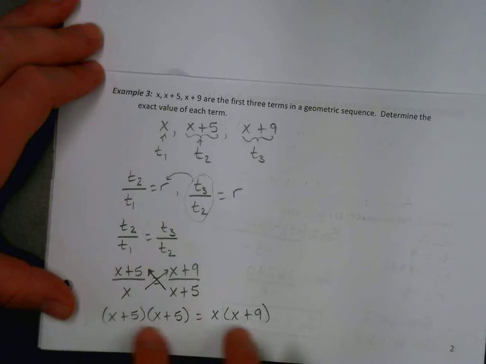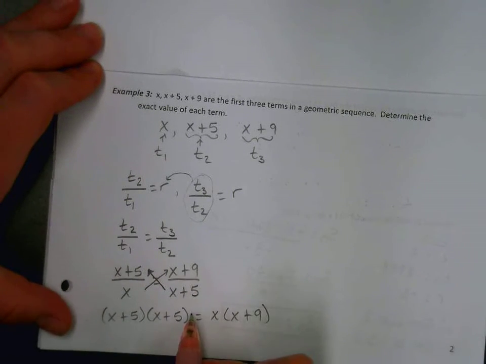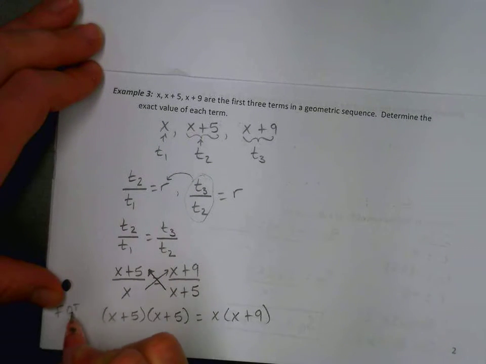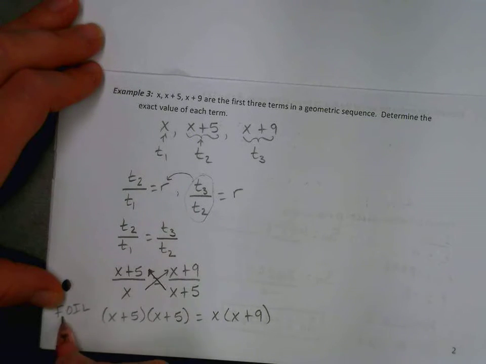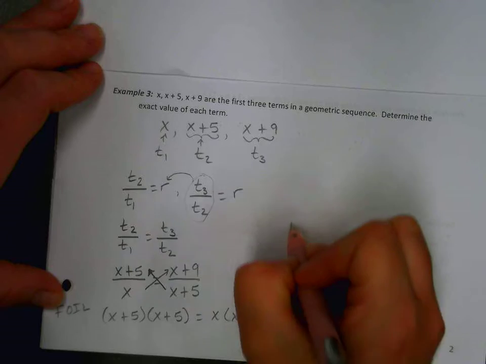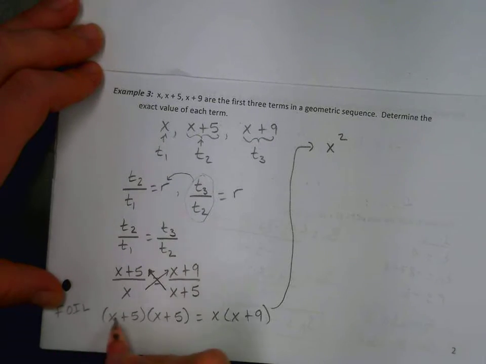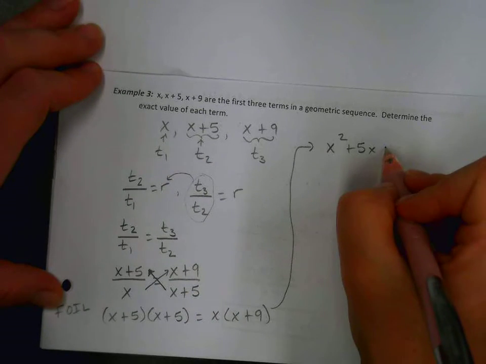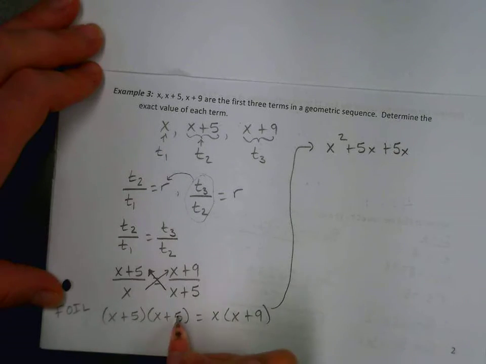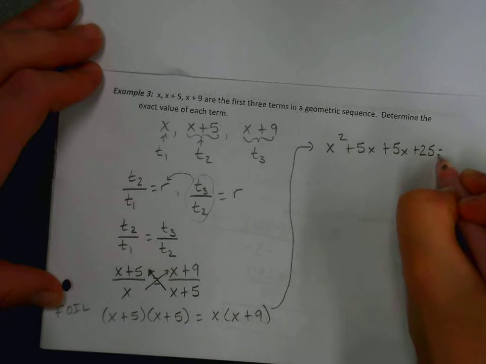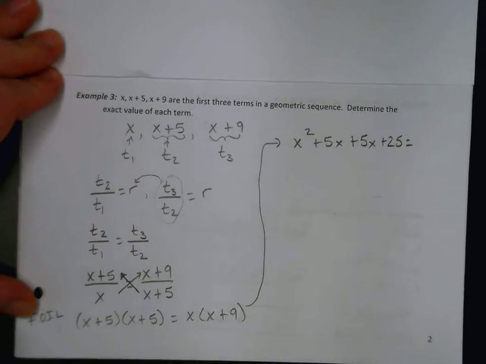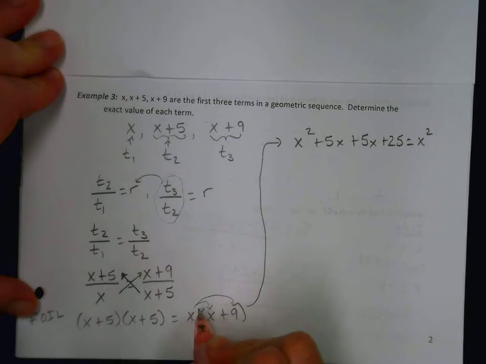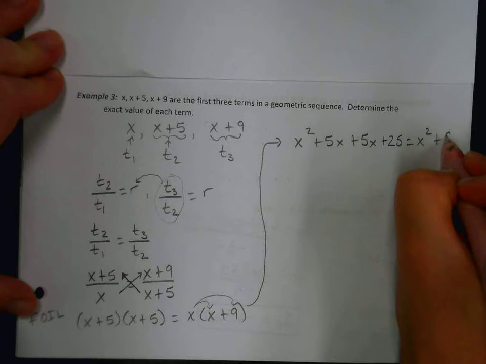So in order to solve this equation, what we need to do is expand this. So this is our distributive property. If you can remember from last year, how do I distribute that? I'm going to use FOIL, first times first, which is x squared, outside times outside, which is plus 5x, inside times inside is another 5x, last times last is plus 25. And then this is going to be equal to, I'm going to distribute this through my brackets as well, x times x is x squared, x times 9 is 9x.